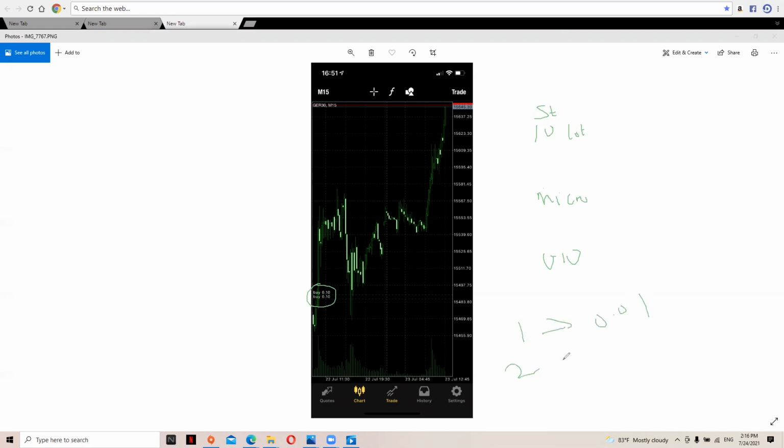Always focus on just the standard and the micro lot size, because one lot size equals 0.01 on some brokers, two lot size equals 0.02, three standard lot size equals 0.03, five standard lot size equals 0.05. It's the same thing. If you see a broker using 0.10, it means 10 lot size in some brokers. If you see a broker using 0.50, it means 50 lot size in another broker. If you see a broker using one lot size, it means 100 lot size in other brokers. So different brokers, different lot sizes. Always notice that.